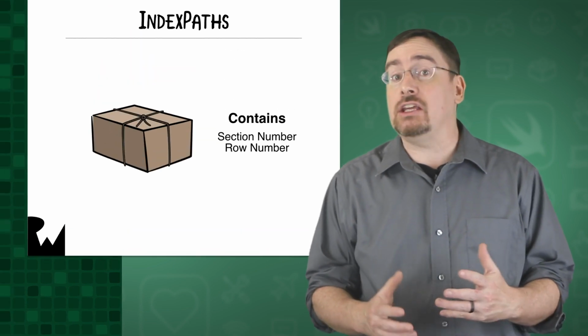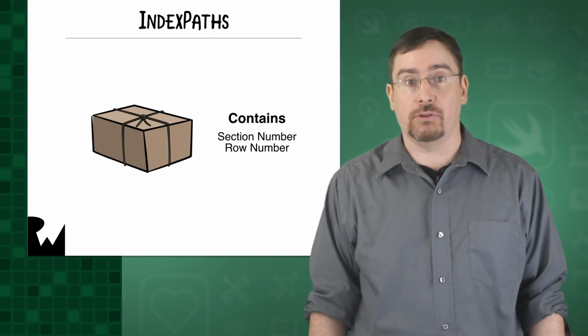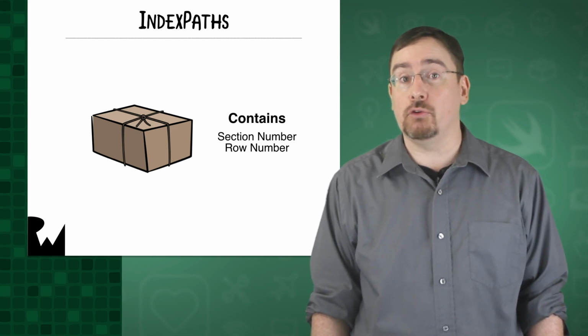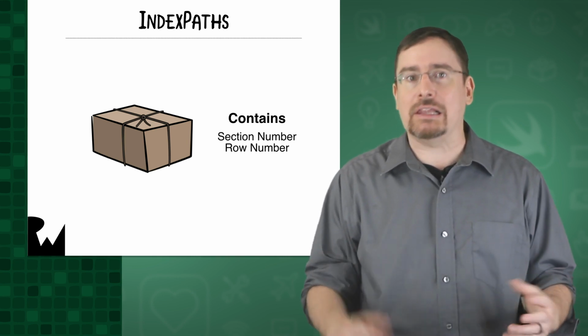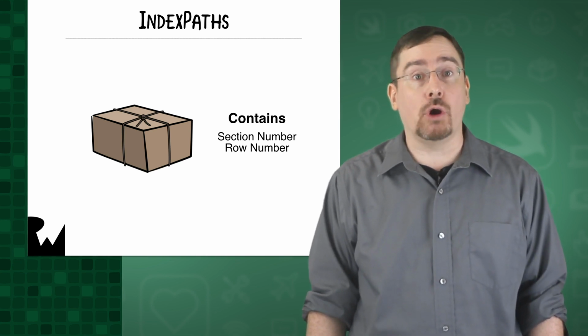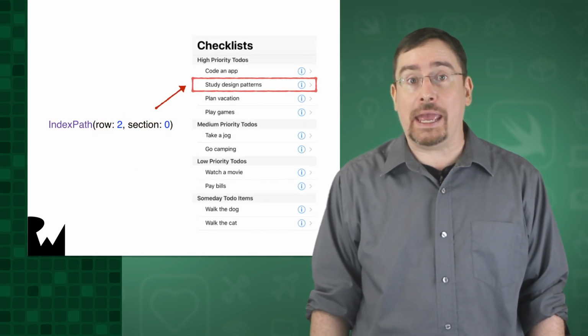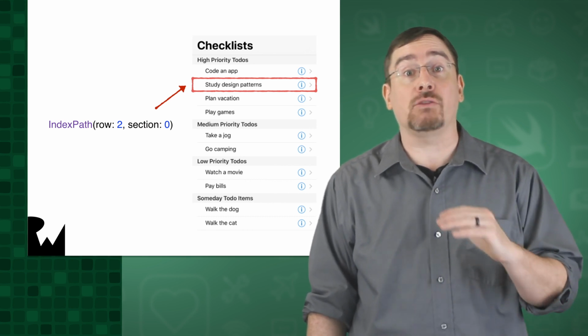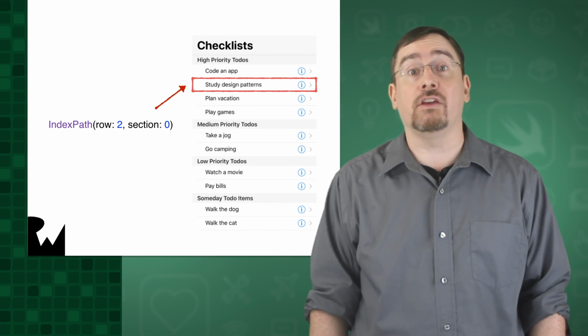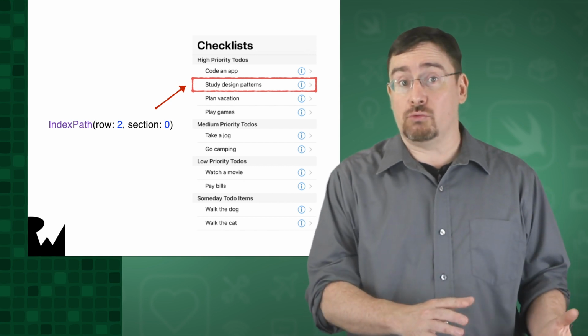In a previous video, you heard about an object called an index path. This is an object that you'll use a lot when working with table views. An index path simply represents the location of a table view cell. You can think of it like an address. It contains a section property and a row property. Both are zero based, so an index path with a section of 0 and a row of 1 would point towards a cell in the first section and the second row.